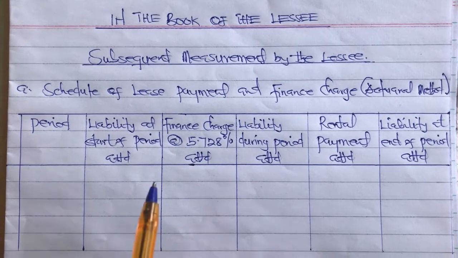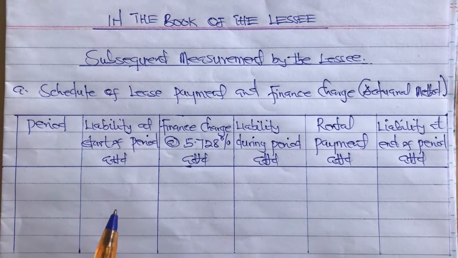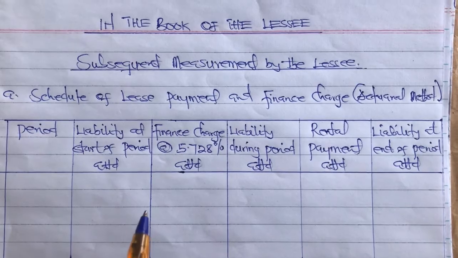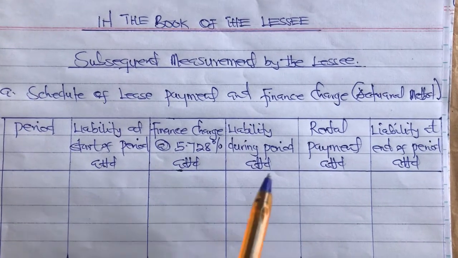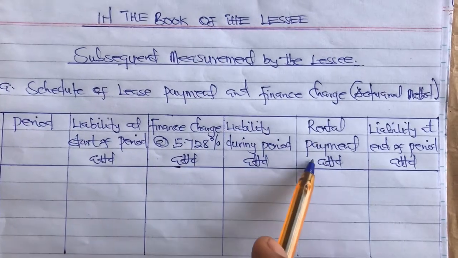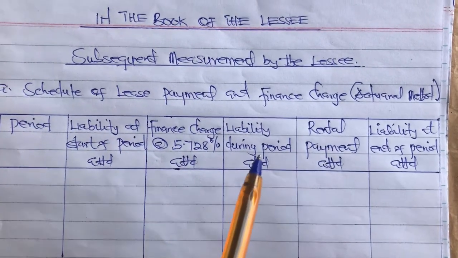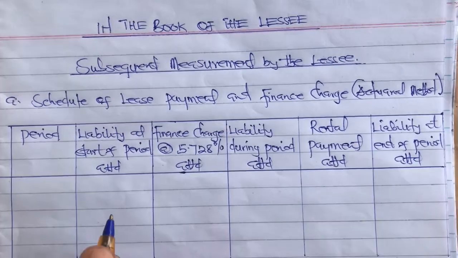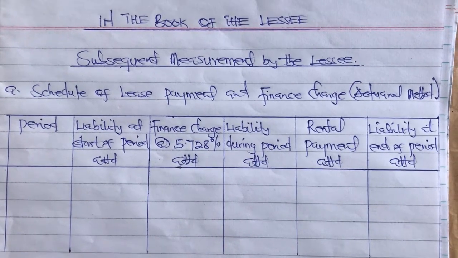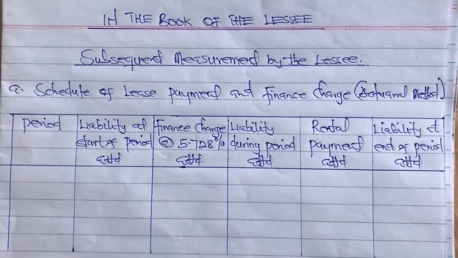Is that clear? So basically this is how the schedule looks. But remember that if the payment were to be made in advance, then the rental payment would have been here and the finance charge would have been here. Is that okay? Good. So that is the dynamics. So to begin with the subsequent measurement by the lessee, we are going to start with the liability.